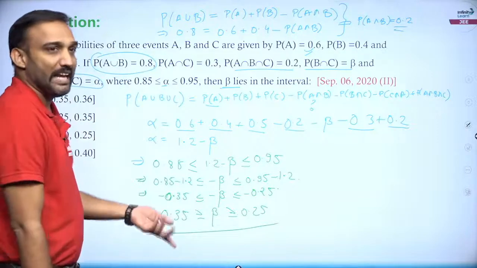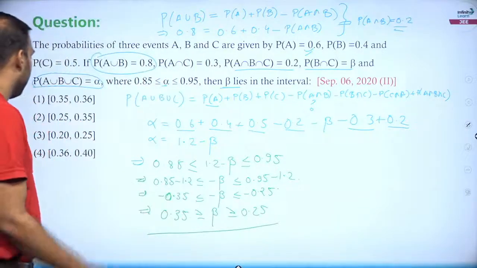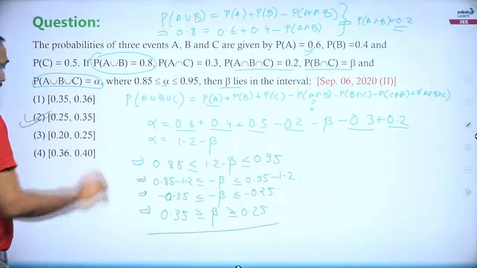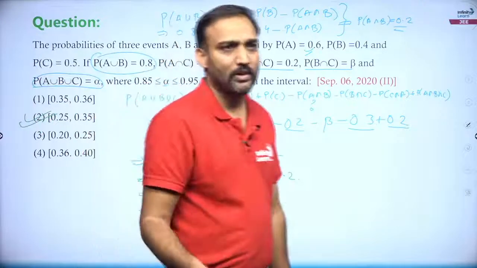So now I got the range of beta. The beta ranges from 0.25 to 0.35. Now if you look at the options, 0.25 to 0.35 with the close bracket, yes. So this is how we have calculated beta, right?